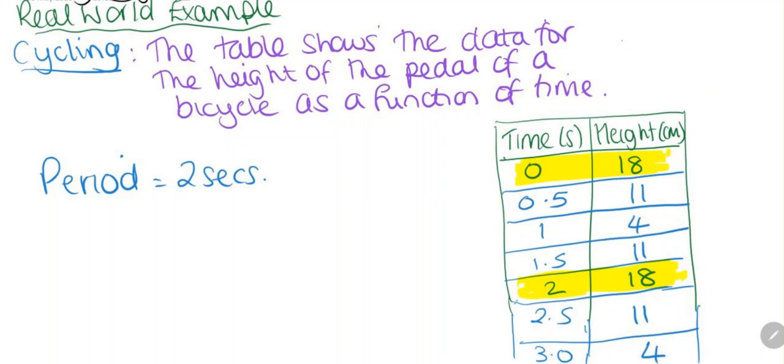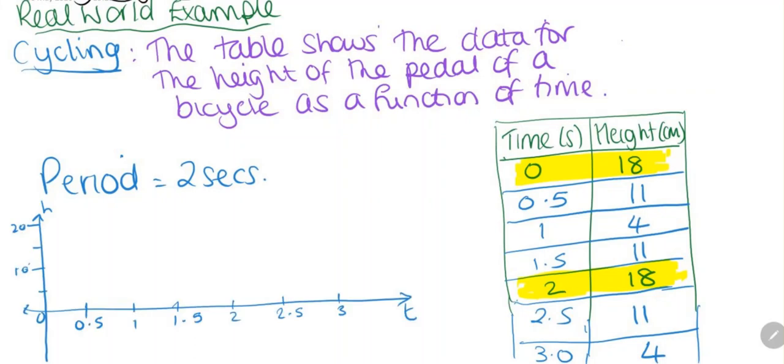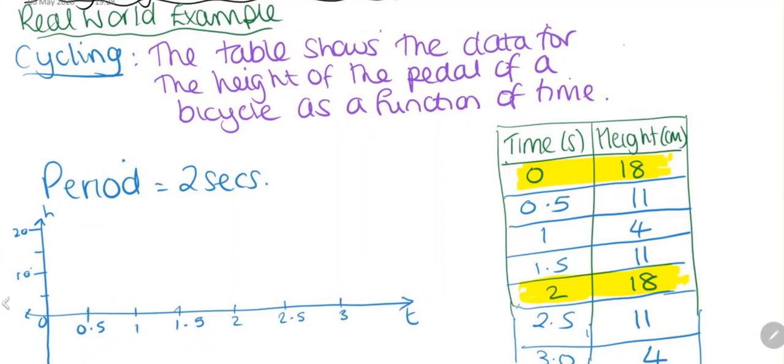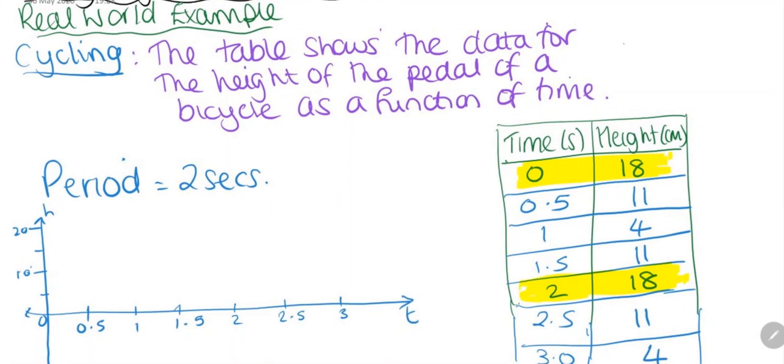Graph the function and let the horizontal axis represent time and the vertical axis the height. Okay, so then we need to graph this function. So this is the height of the pedal. So let me just do that again. So we have the height in centimeters, and this is the time in seconds.